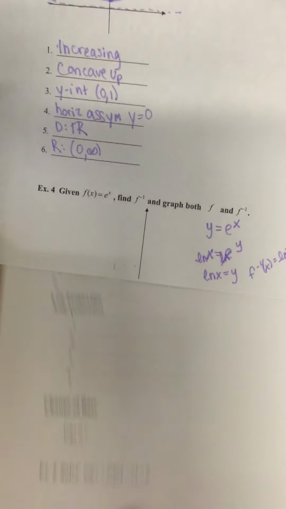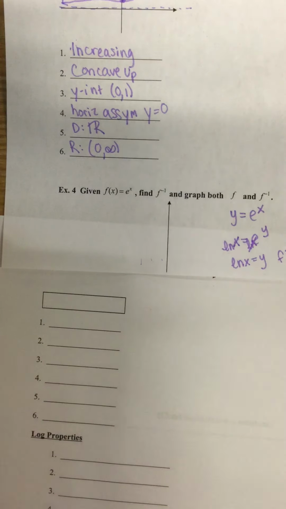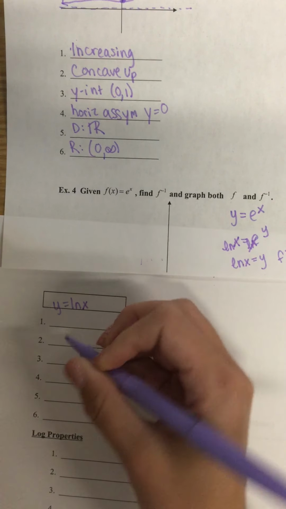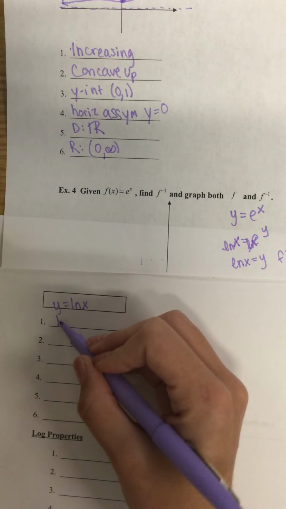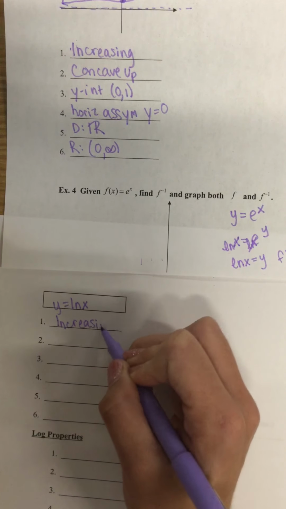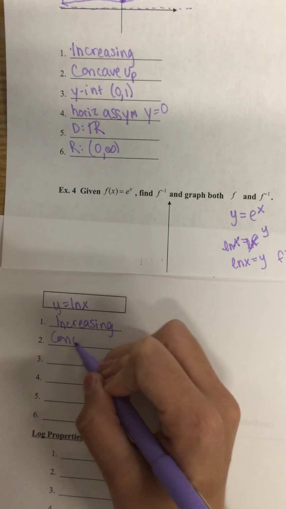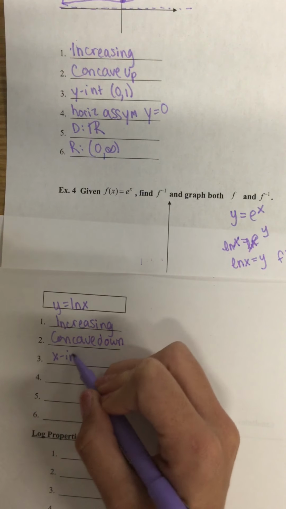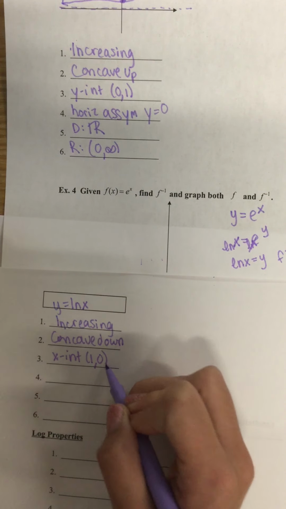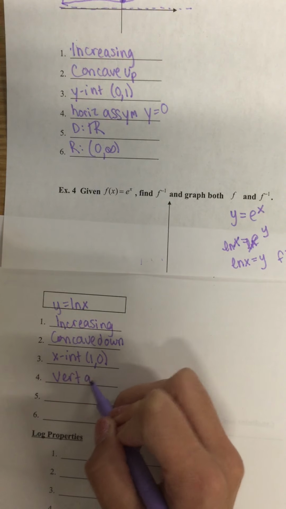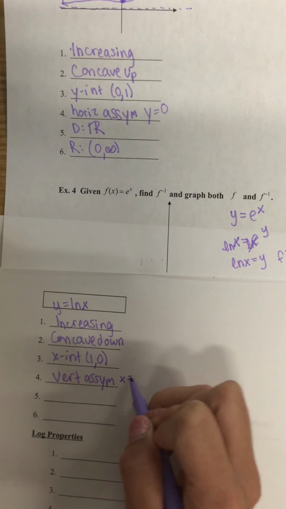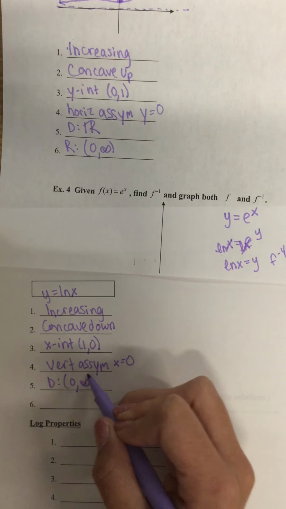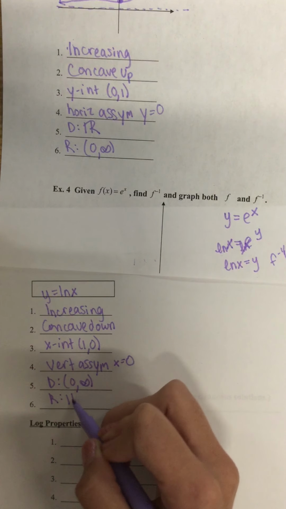And I could graph this. I'm going to write out the key points of the graph first for us, and then we'll go ahead and graph it out. So my inverse is y equals ln of x. That's the inverse of e to the x. So it is increasing. It is concave down. The x-intercept is (1, 0). The vertical asymptote is x equals 0. The domain is from 0 to infinity, and the range is all real numbers.